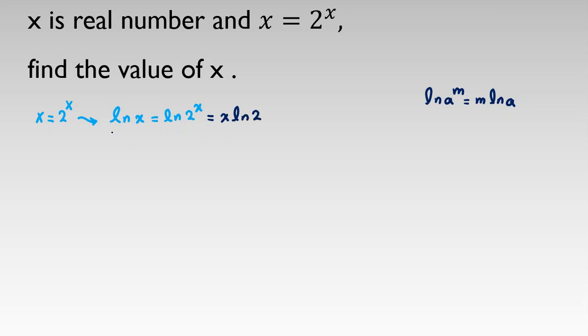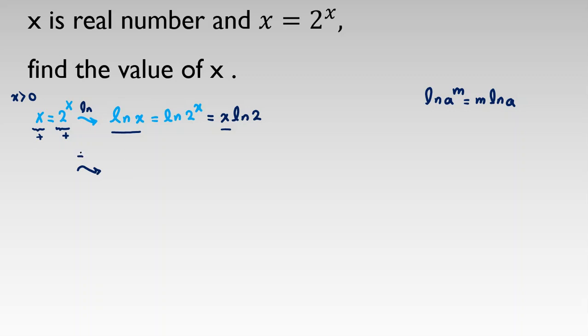Now we see ln of x here, x here. I take all things that contain x to the left hand side. Because we take ln from both sides, if x is negative, I should take ln of the absolute value of x. But x cannot be negative because the right side, 2 to the x, is always positive. So x has to be a positive number.